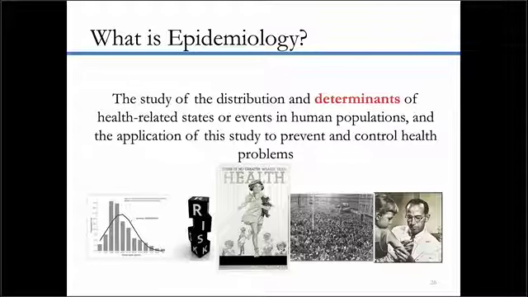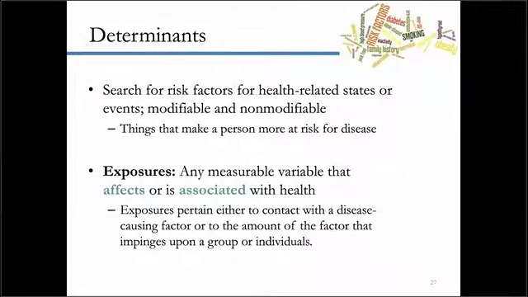And then we could take that further and talk about determinants of health, with determinants of health being essentially what leads some people to have a higher rate of disease than other people. Determinants in our definition of epidemiology means there are multiple different ways we can talk about it, but really we're looking for risk factors or exposures for health-related states or events that are both modifiable and non-modifiable. So these are things that make a person more at risk for disease. For example, if you're exposed to pesticides because you grew up in a farming town, that might make you more at risk for certain cancers or asthma or other developmental delays depending on your exposure. So an exposure or a determinant is anything that might affect our health overall.